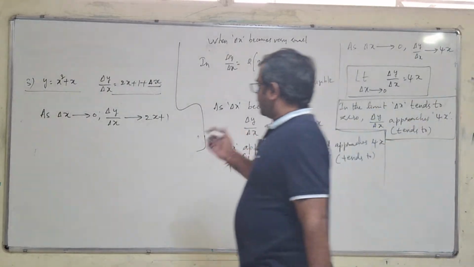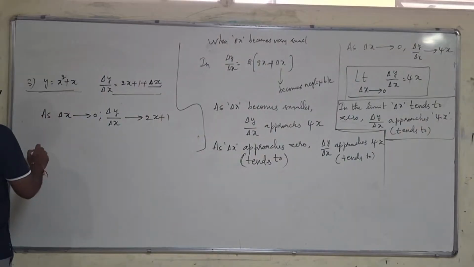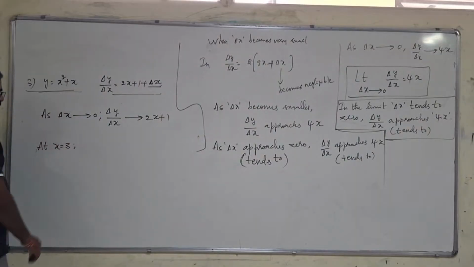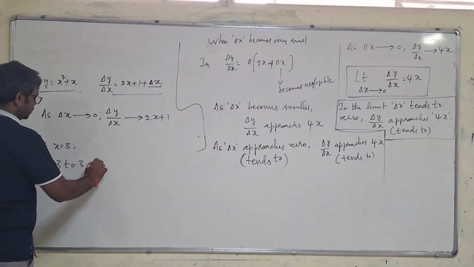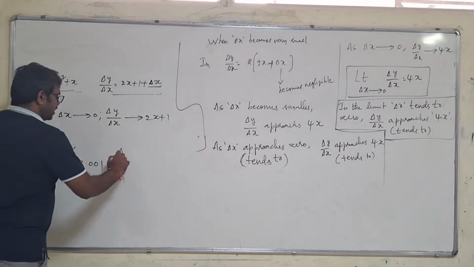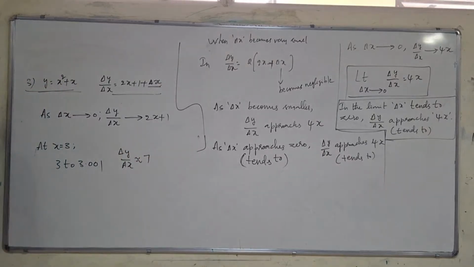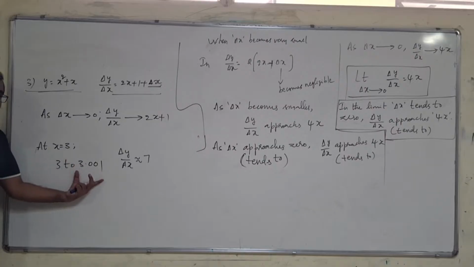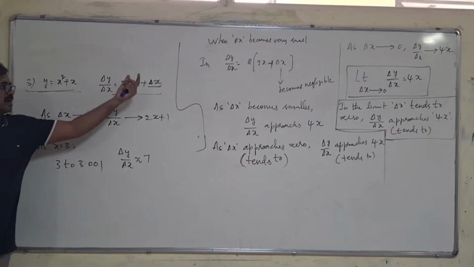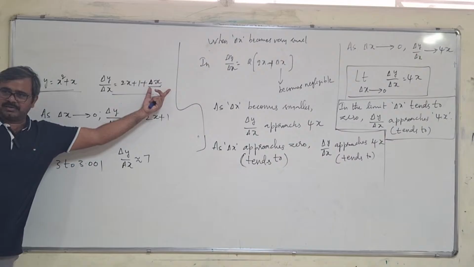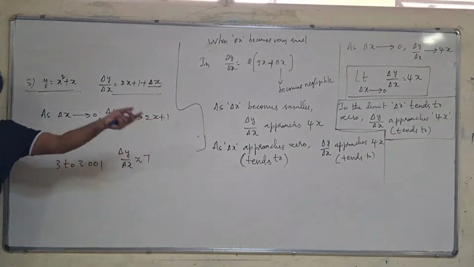Okay. What it means is, take this function at x is equal to 3. Construct a small interval around x is equal to 3 to 3.001. You will get delta y by delta x approximately equal to 2 into 3 plus 1. How much? 7. If you don't believe me, you can check it yourself. Take x is equal to 3 and delta x is equal to 0.01. You will get 7.001.